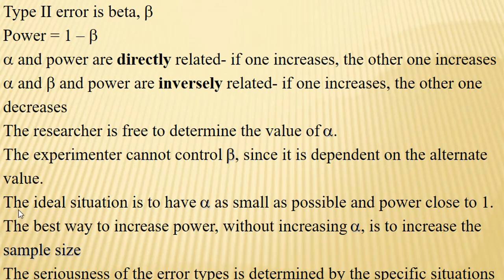I think a good one to memorize for sure is the ideal situation is to have your type 1 error as small as possible, but to have power as close to 1, because power, you want it to be 100%. Next, you definitely need to know this. The best way to increase power without increasing a type 1 error, because remember, power and type 1 error are directly related, is to increase the sample size. So memorize that fact. And the last one is not as important, but the seriousness of the error just depends on the situation. So some of these facts you need to memorize.